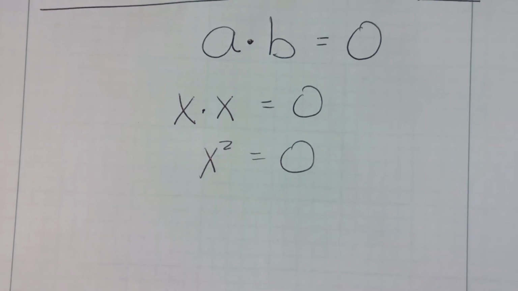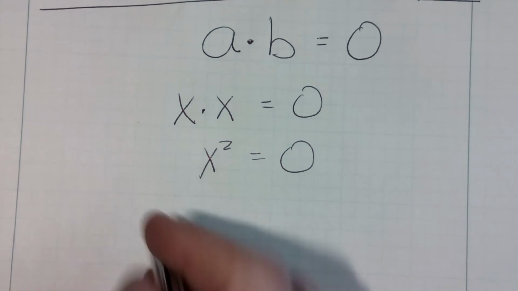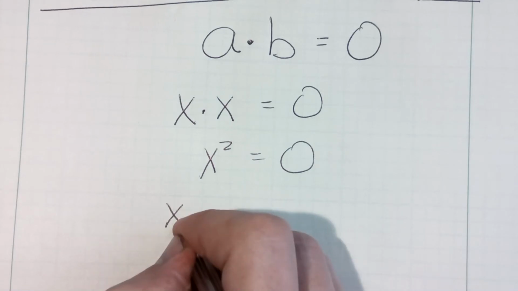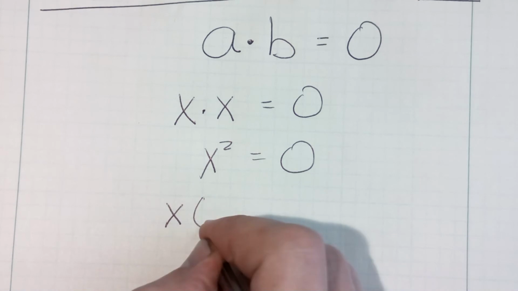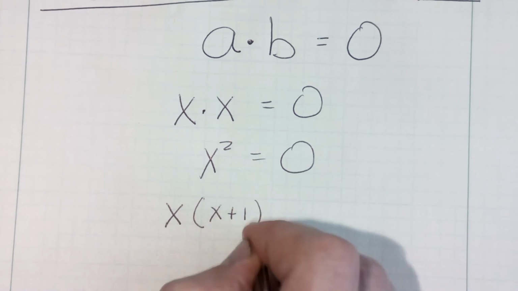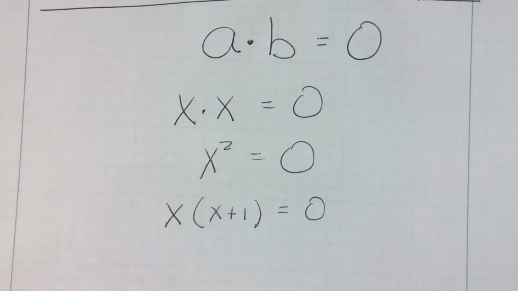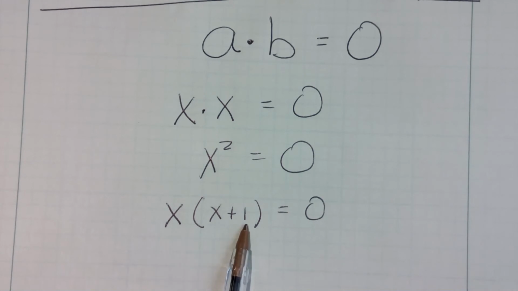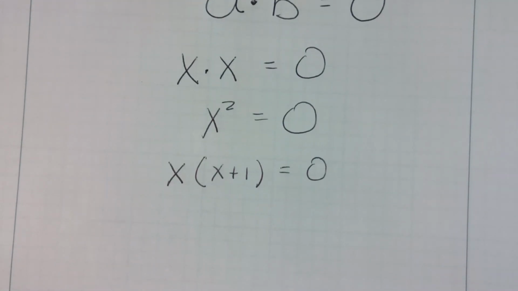But now let's change it a little bit. In other words, let's say one factor is x, and the other factor is x plus 1, equal to 0. Now, it's not just simply x times x, but it's still a product of two factors. One factor is x, one factor is 1 larger than that. The way you solve this is you set each factor equal to 0.